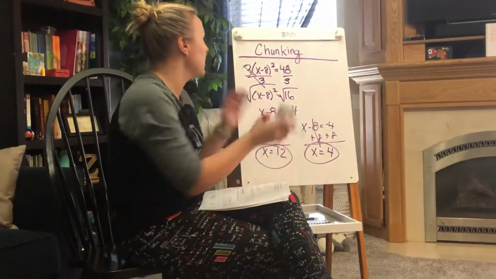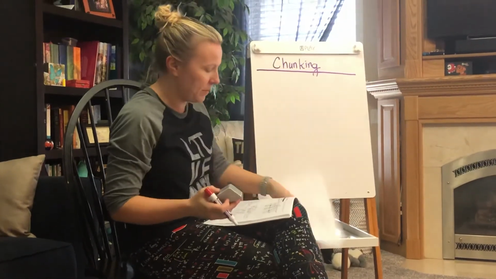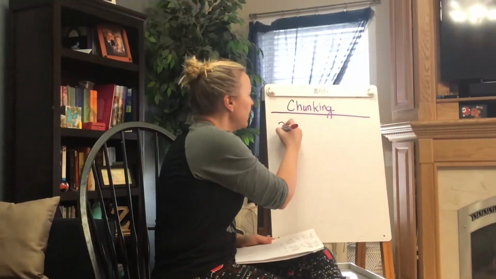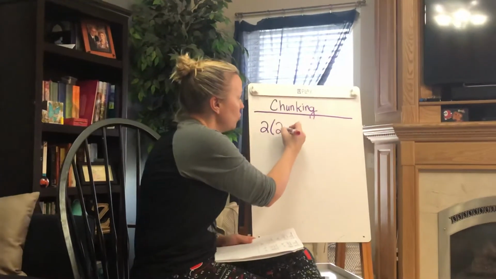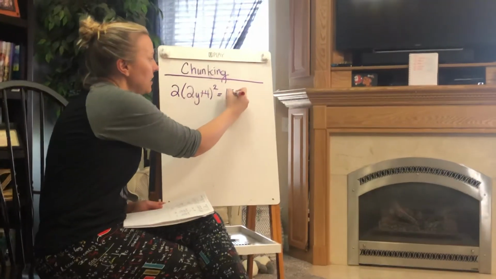Let's do another one. I'm going to flip to the next page. I'm just going to do one of each because the video got really long and it took a long time to upload. Let's say we have 2 times (2y plus 4) squared equals 18.